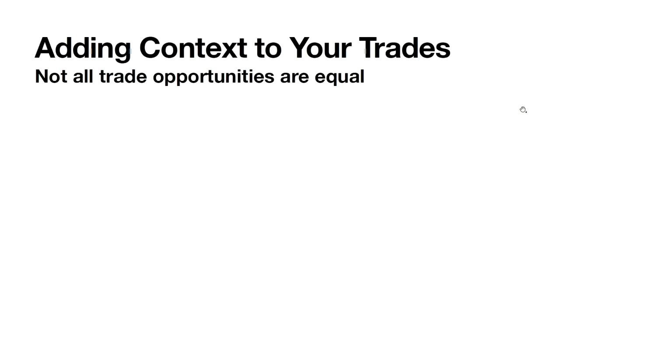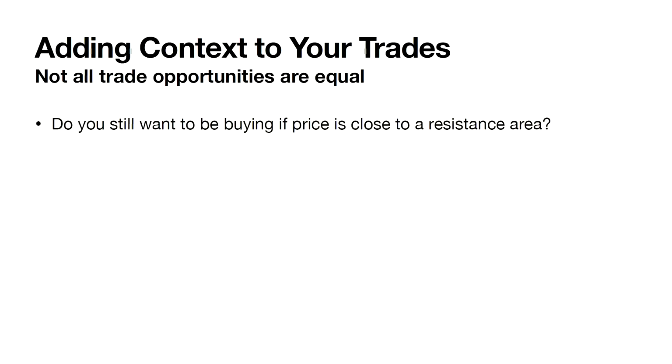Now, lastly, what we want to do is also to add context to our trade. That's the part where we talk about price, right? So we have direction, we have timing, and then we have price. Context is also important for me, because not all setups are the same. Not all setups carry equal weightage. Not all setups are equal in probability. So think of questions like this before: do you still want to buy if price is near a resistance zone?